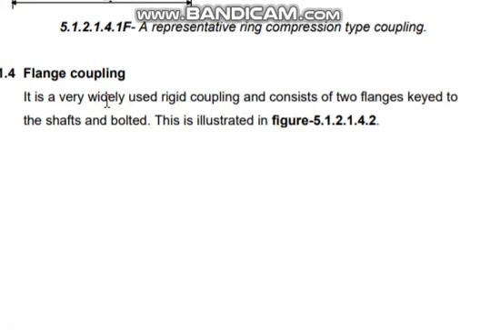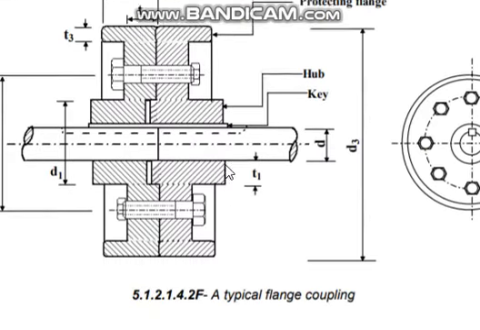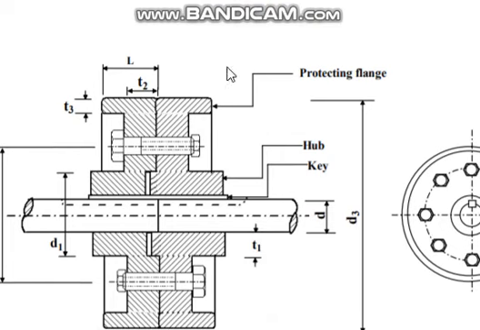Then you have flanged coupling. This is also a rigid type coupling. It is a very widely used rigid coupling. It consists of two flanges keyed to the shafts and bolted. Okay, you see, this is the typical flanged coupling.